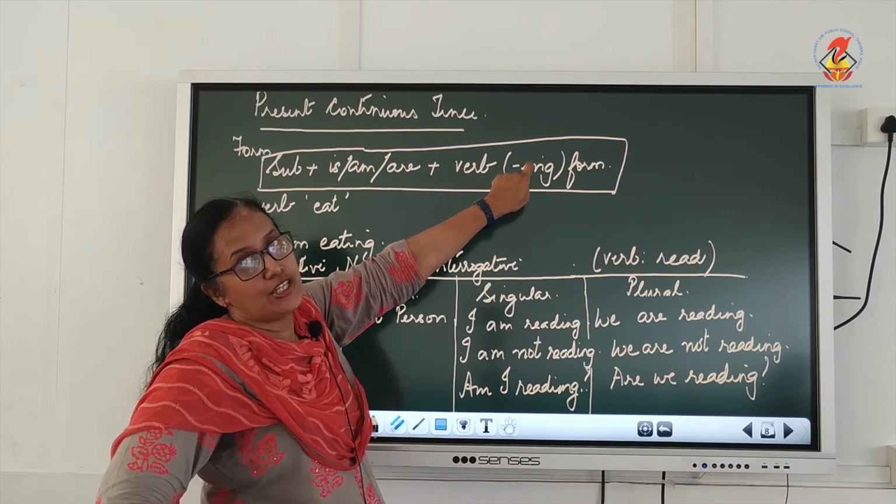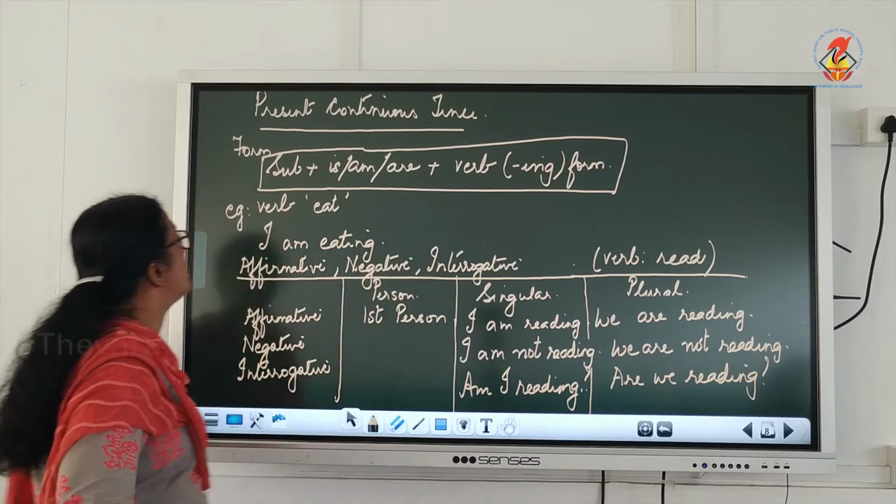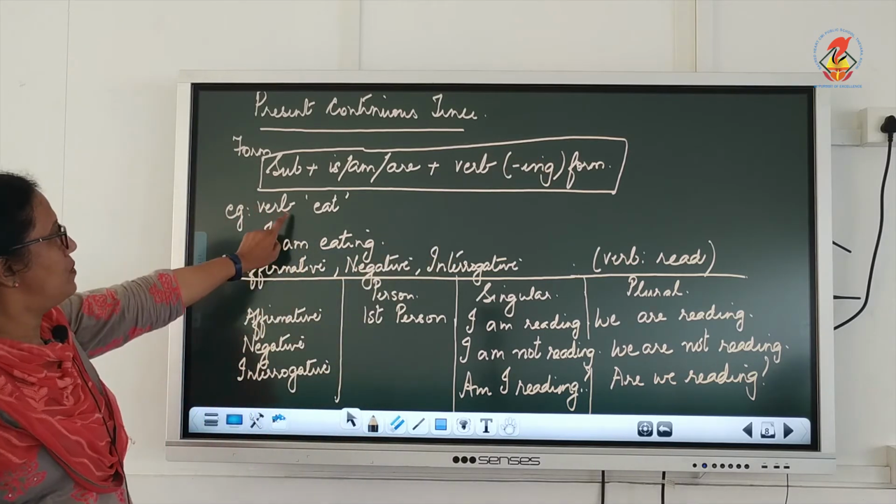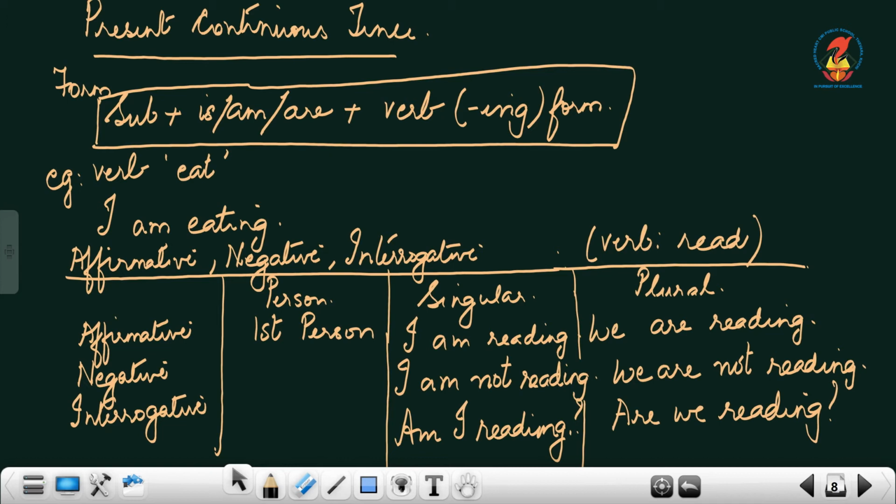Okay, so now for example, if your given verb is eat, how are you going to express this in the present continuous tense? So here I have put the subject as I am eating. I am eating. Now, this is how you are going to express a given sentence in the present continuous form.